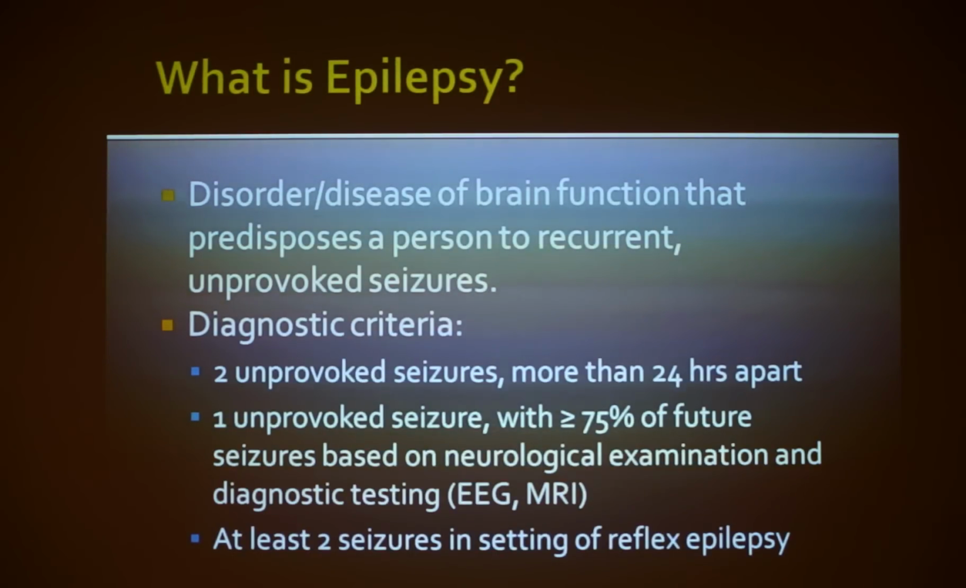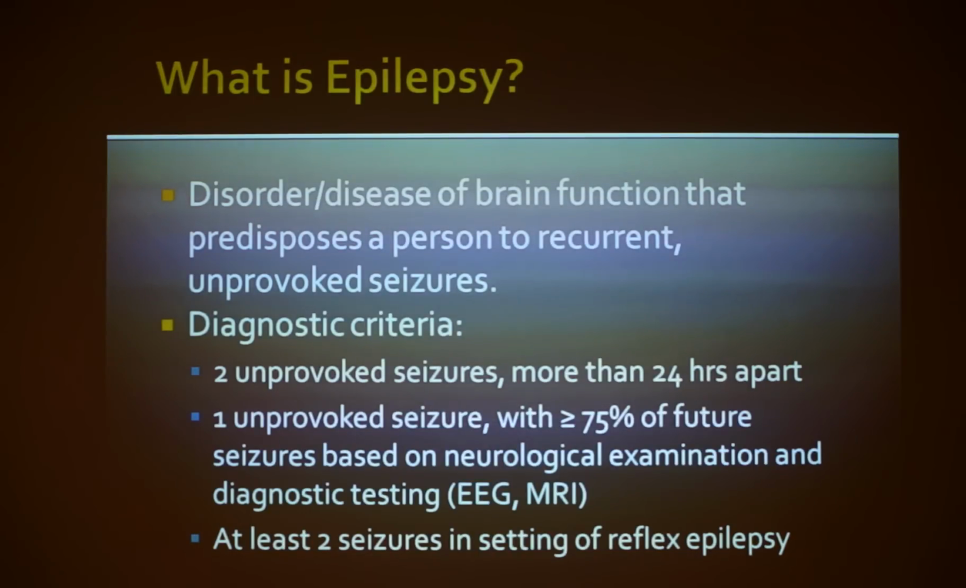three possible sets of criteria. The first is 2 unprovoked seizures, more than 24 hours apart, so those outside of the influence of known proconvulsants such as Wellbutrin or Tramadol, withdrawal from alcohol or benzodiazepines, what we call acute symptomatic seizures related to traumatic or penetrating brain injury, stroke, etc.